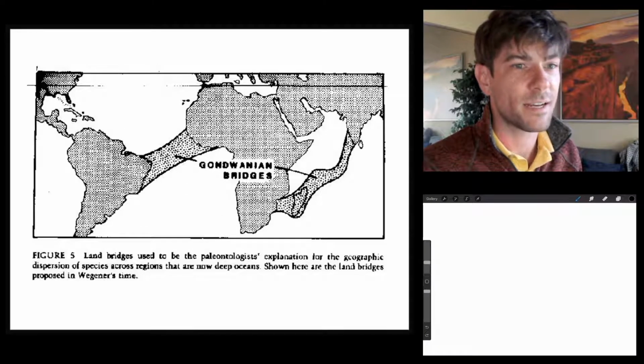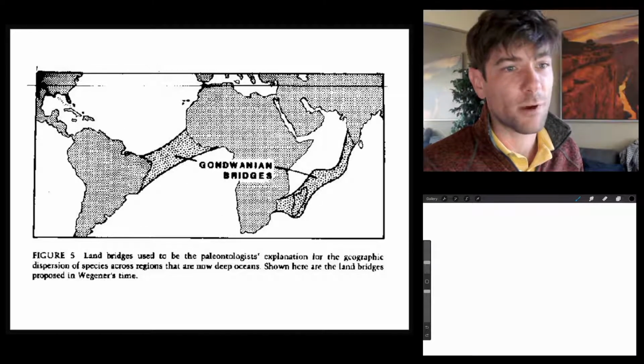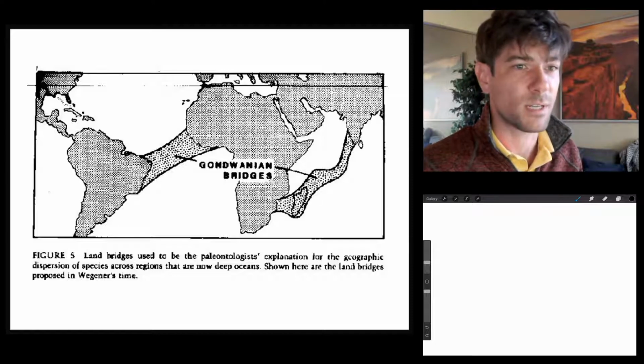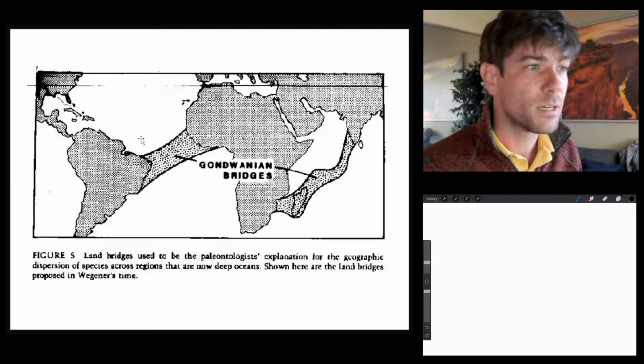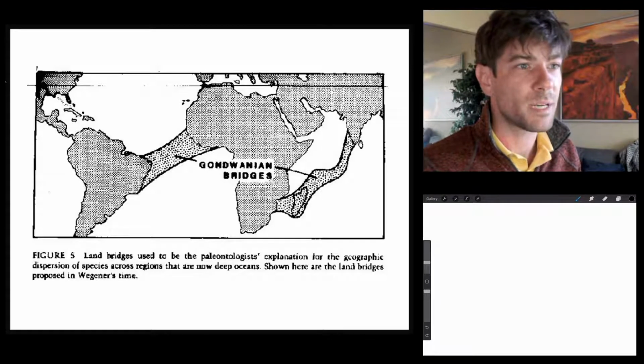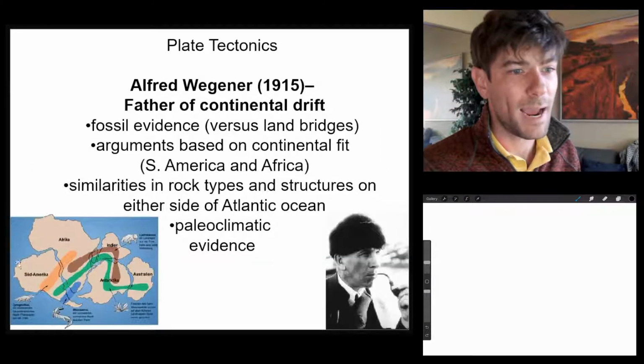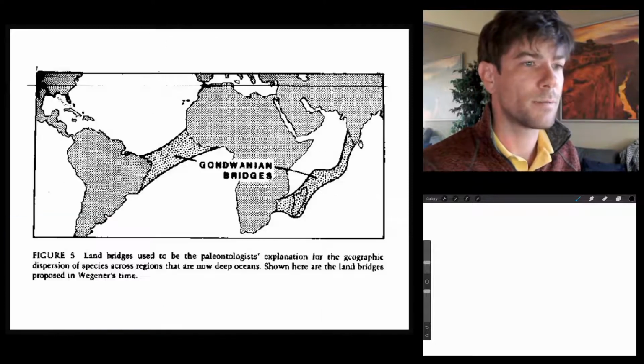We know today that animals were able to migrate freely from South America over to Africa, not because there was a land bridge connecting them above the Atlantic Ocean, but because at some time in Earth's past, South America was right against Africa.